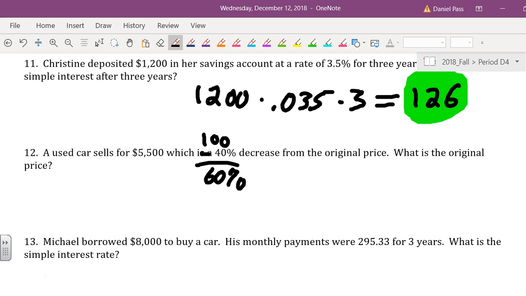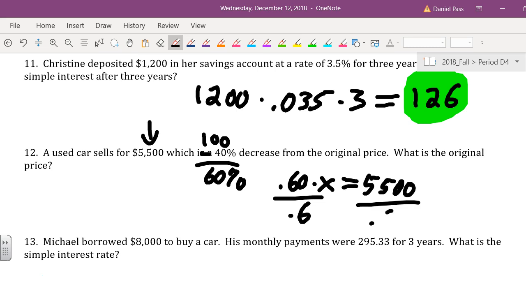Okay. So we're going to say, since the final answer is 5,500, that goes after the equal sign. So we're going to say 0.60 or 0.6 times question mark equals 5,500. Okay? Divide by 0.6, divide by 0.6, and we'll get our answer, whatever that is. Anybody know?